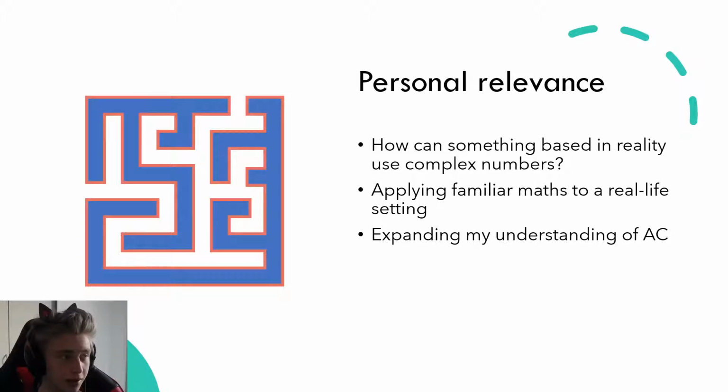Personal relevance: how can something based in reality use complex numbers? That's what I was wondering about. So, like, these are imaginary numbers and you're using them to describe physical stuff. Kind of crazy, isn't it?